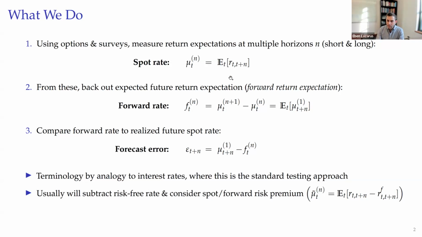Now, I've defined things here about as simply as I can, just to keep this without too much added notation and complexity. For the most part, though, instead of considering expected log returns not netting out any risk-free rate, we are going to be considering spot and forward risk premium net of the risk-free rate. And that's largely just because this spot and forward risk premium is going to be a little bit better behaved and more stationary once we get rid of the trend decline in the risk-free rate that's going to affect this sort of gross of risk-free rate, spot rate.